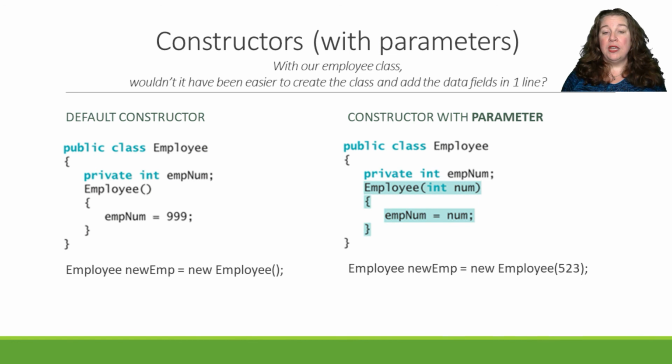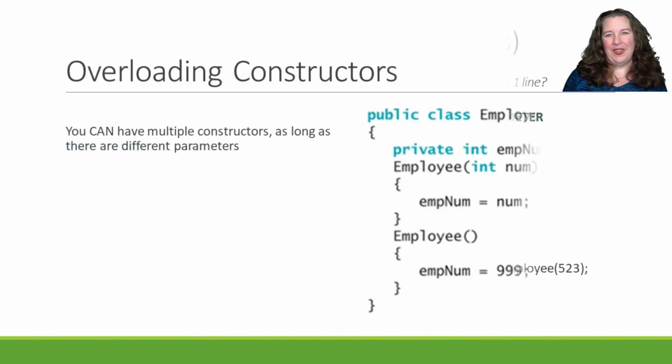So in this case, when I make a new employee, instead of saying new employee, open and close parenthesis, then on the next line down, new emp dot set employee number and putting in the 999, we've combined those into one method call that says create a new employee with 523 as its parameter in the constructor. When we go into the constructor, we can build it as employee with its parameter and then go ahead and set that value. At this point, we're going to combine the overloading methods with the constructor, which is why we just brought up constructors right after overloading methods.